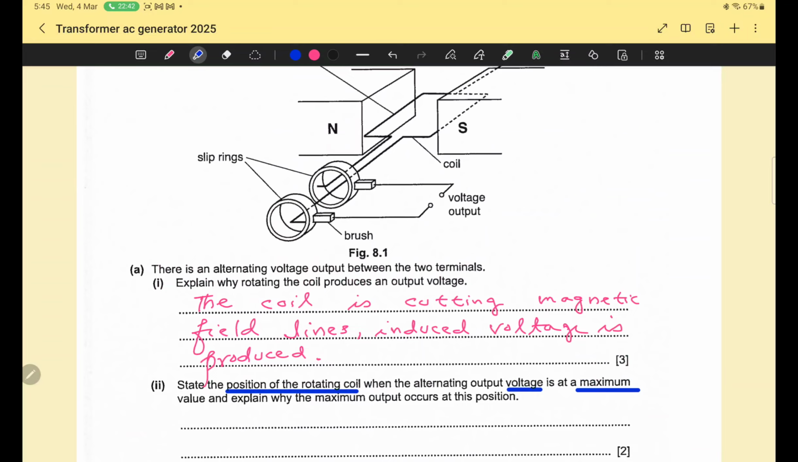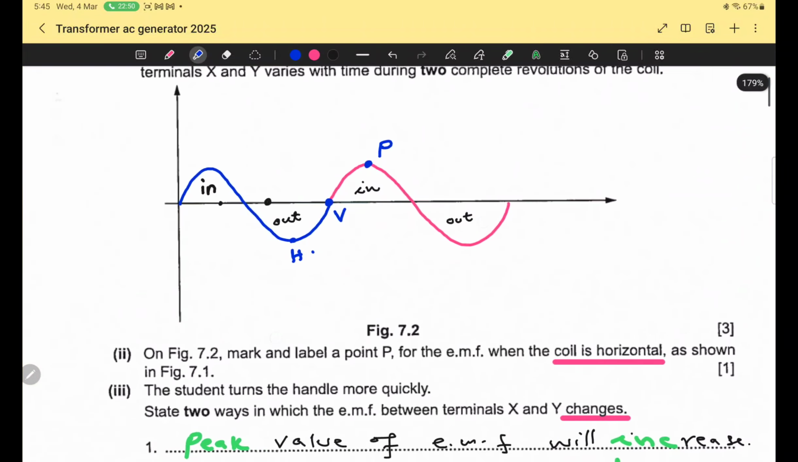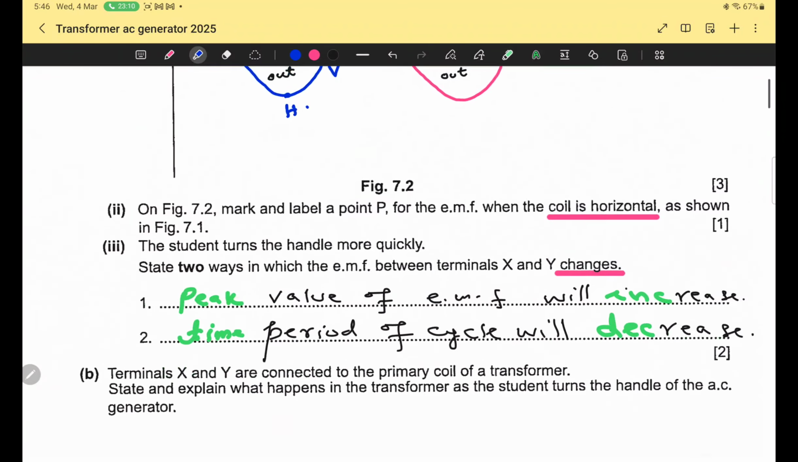Amna beta, when maximum voltage is produced, you can see this graph as well. When maximum voltage is produced. Amna, I think your microphone is not working. But here, can you answer me? When maximum voltage is produced?